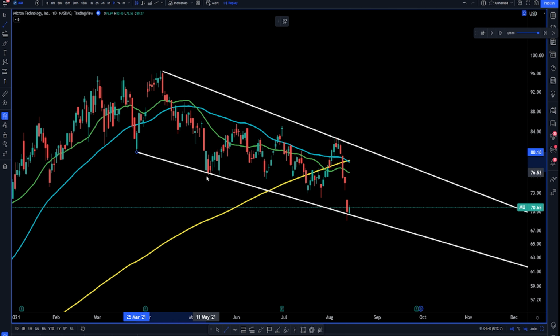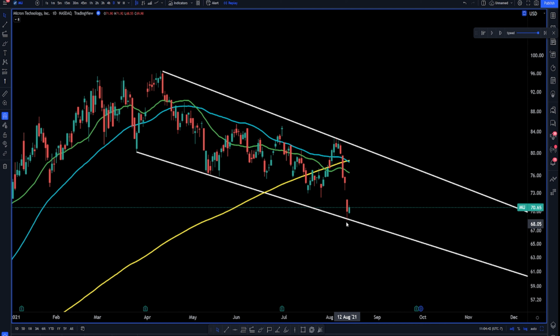On the other side over here, now we have our support level. You can see we actually broke down below it a little bit, but we did not close down below it, which is very, very good for us.